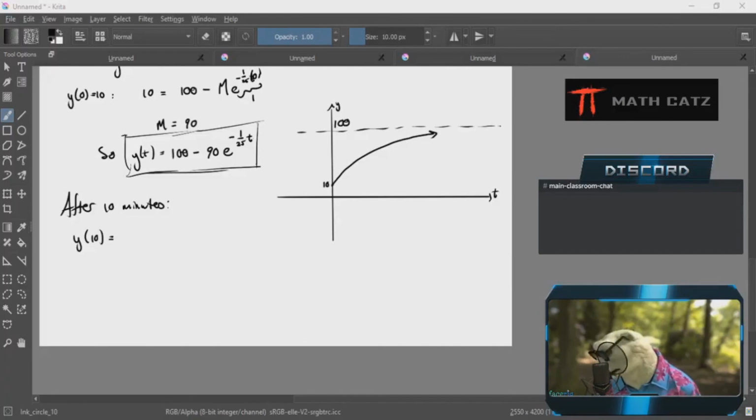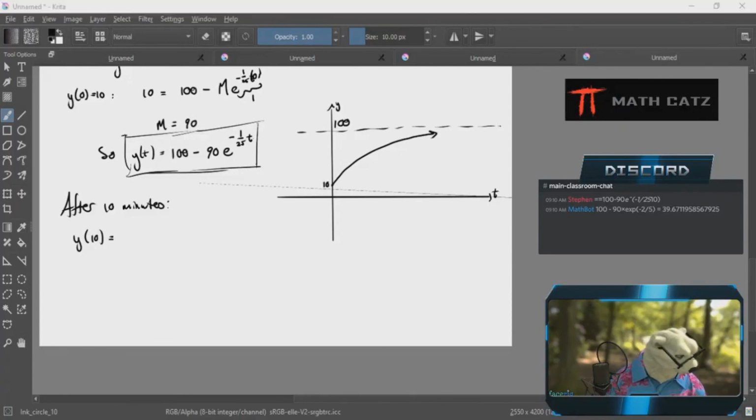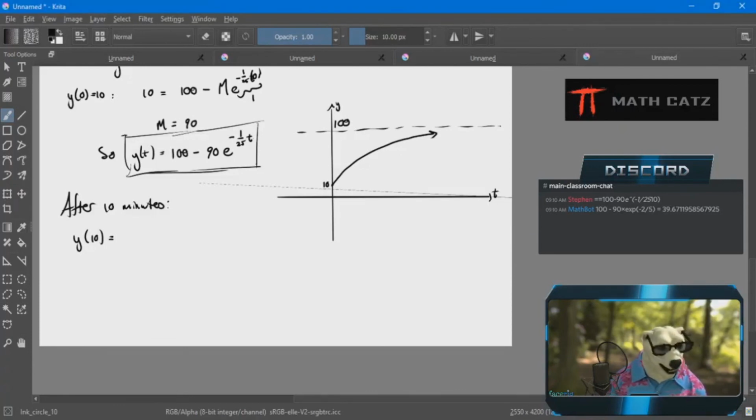We have 100, just looking at our function, minus 90 times e to the power of, I'll put that in brackets, so feel free to follow along as we go, negative 1 divided by 25 times 10 minutes. Let me just fix my brackets here. That looks good. We will see this in chat in a second. 39.67.